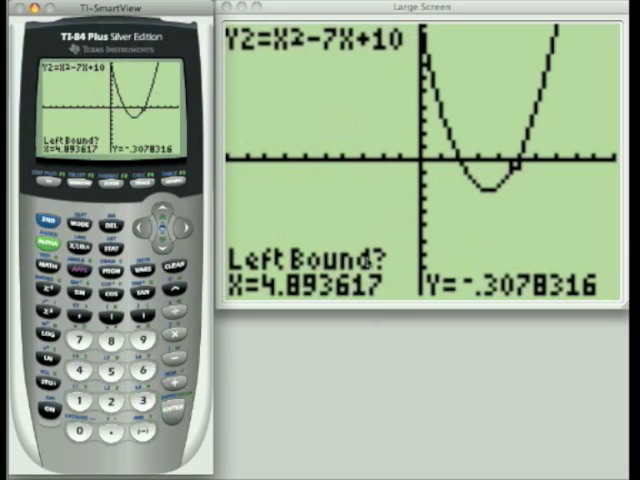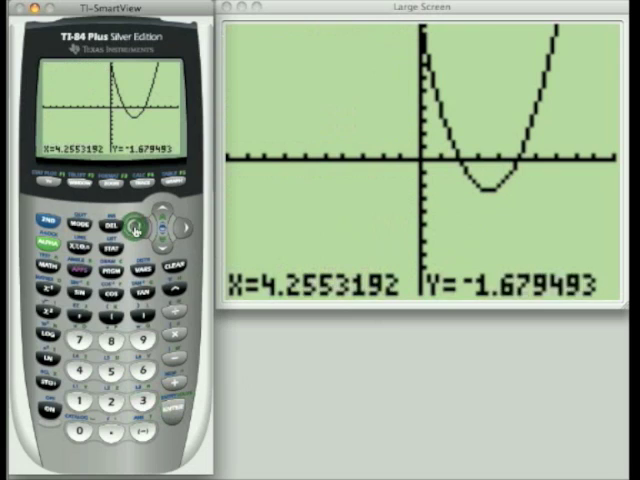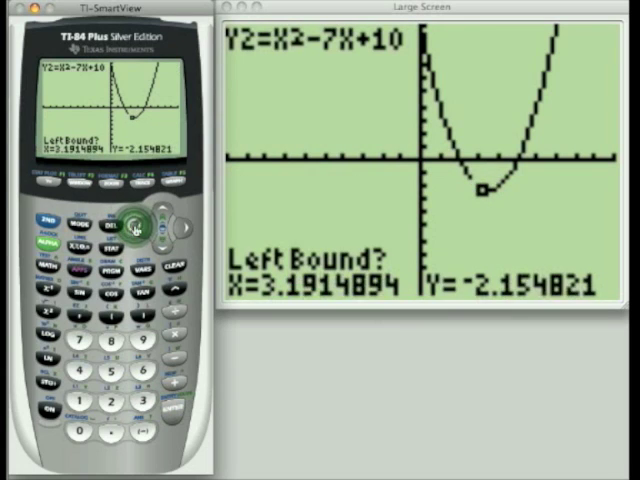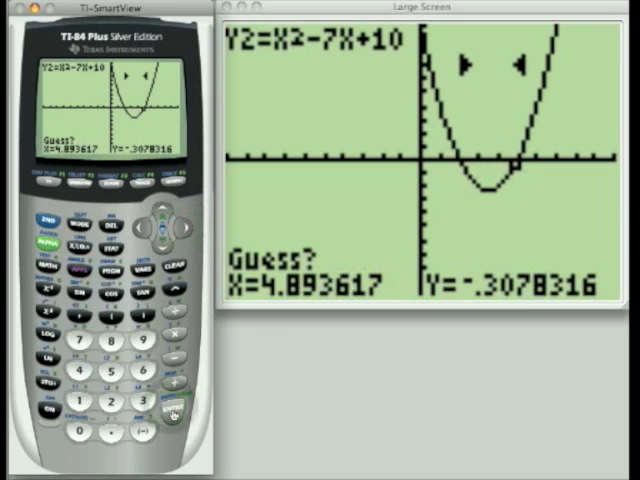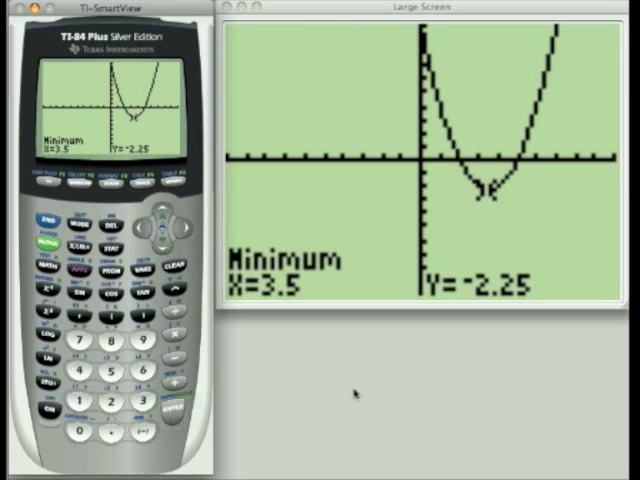And again, just like the previous section, it's asking for the left bound. So I'm going to move my cursor to the left of my turning point. Hit enter. And then it's going to ask for the right bound. And I'm going to move this to the right of my turning point. And I'm going to hit enter. And I'm going to hit enter again. And then it brings up our turning point, our minimum point of 3.5 with our y value of negative 2.25.